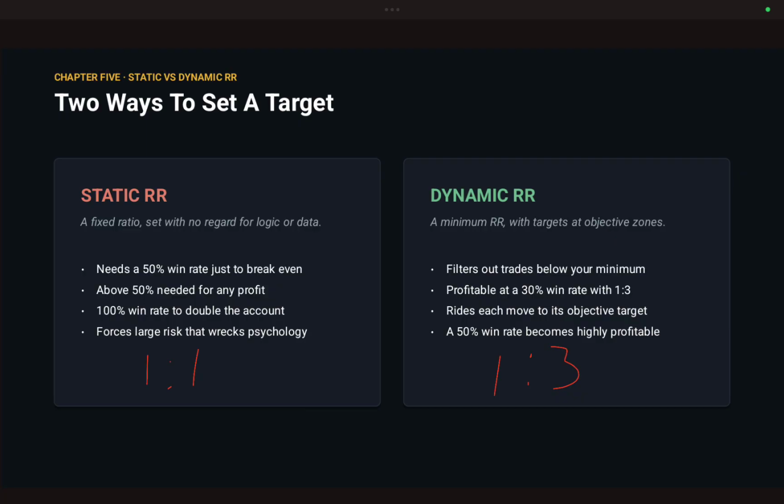You ride each move to its objective target when you are trading a dynamic risk to reward. You catch a move that gives you 1:10, you take it. You catch a move that gives you 1:8, you take it. You catch a move that gives you 1:3, you take it. A 50% win rate becomes highly profitable for you.